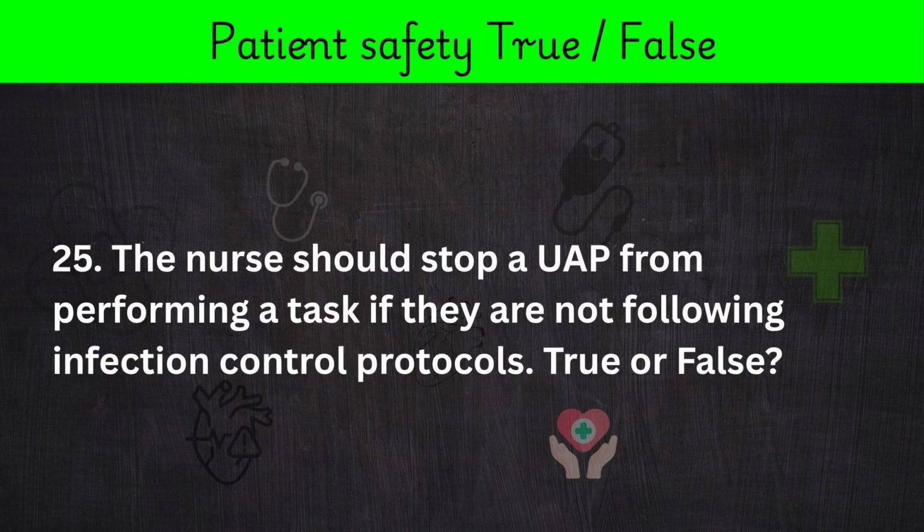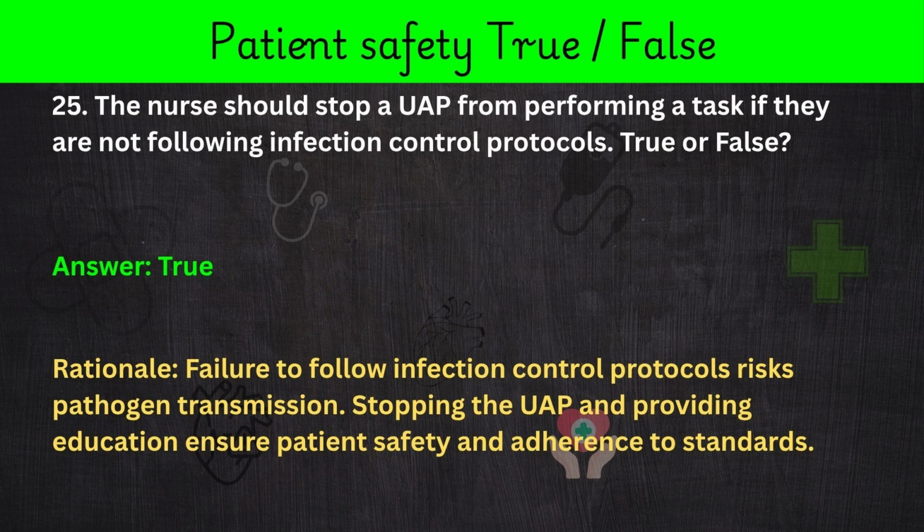25. The nurse should stop a UAP from performing a task if they are not following infection control protocols. True or false? Answer: true. Rationale: Failure to follow infection control protocols risks pathogen transmission. Stopping the UAP and providing education ensure patient safety and adherence to standards.